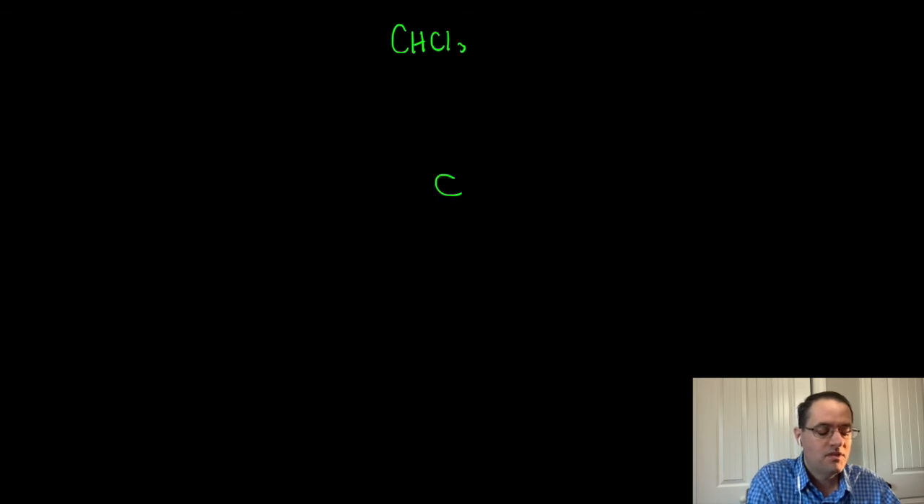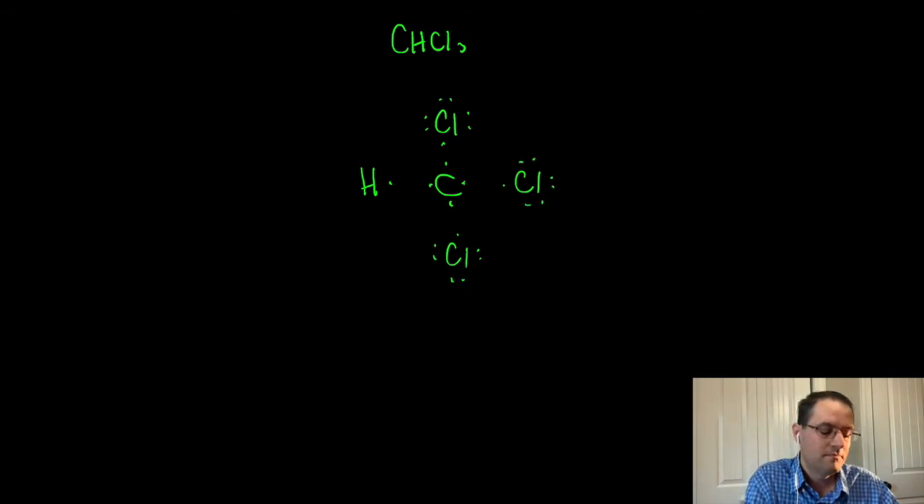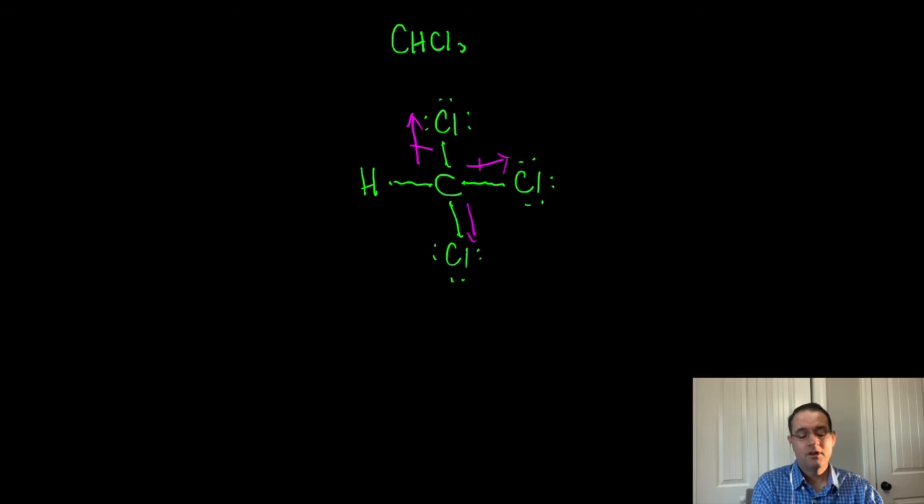Okay, so again, carbon's in the middle, and we have only 1 hydrogen, but we have 3 chlorines, okay? Put in those starting valence electrons. Create your bonds. Okay. And then we want to examine if this molecule is polar. So chlorine is an electronegative element. So the carbon-chlorine bond is polar. This bond is polar. This bond is polar.